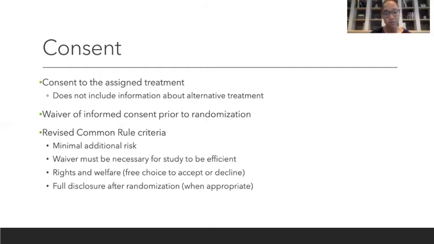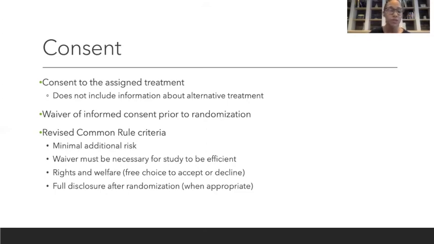Second, the waiver to receive consent must be practical. I mean, it must be necessary for the study to go through. So the only way to do the study is if the patient receives consent only after being randomized. Thirdly, the patient needs to have the right to accept or decline once they receive consent. So the rights and the welfare of the patient need to be respected.